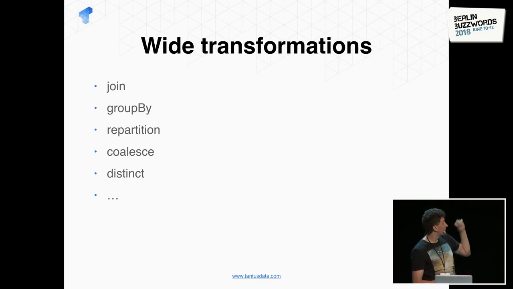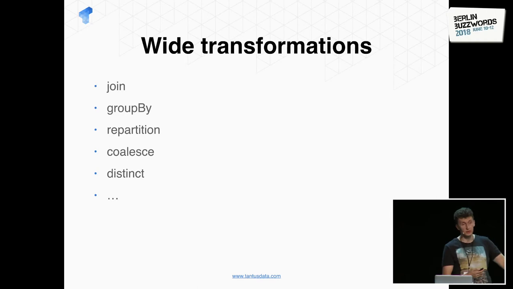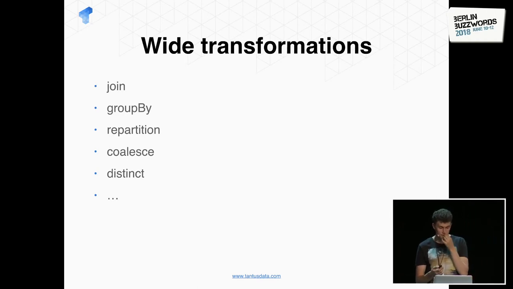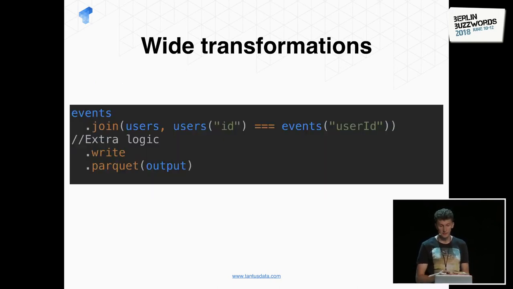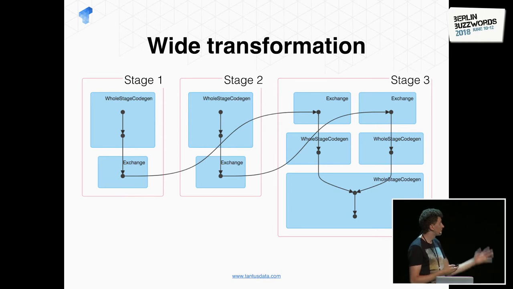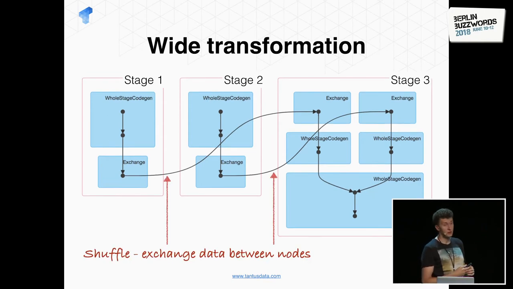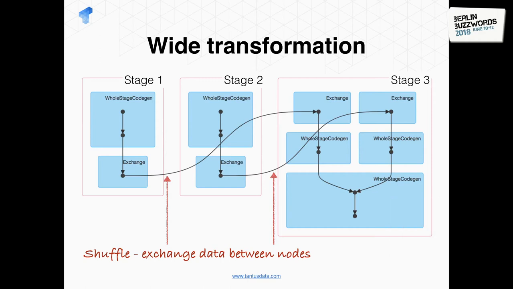Here are samples of operations which require a shuffle, meaning exchanging data between partitions. We are going to focus on join and repartition. I'll show you a few use cases where we use them. This is just to give you an overview of what it will look like in Spark UI. When you write a program which does a join of users and events, this is what Spark UI would look like. And these arrows are indicators that the shuffle happens. These arrows indicate that Spark will exchange the data between partitions.